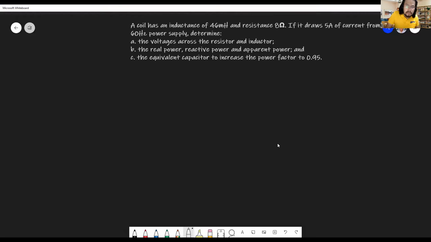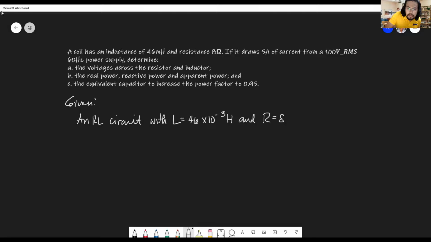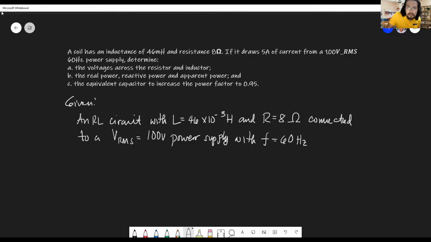Okay, let's proceed with the solution. We are given this problem, right? So given, we have an RL circuit with L equals 46 times 10 to the negative 3 Henry, and R equals 8 ohms, connected to a VRMS 100 volt power supply with F equals 60 hertz.